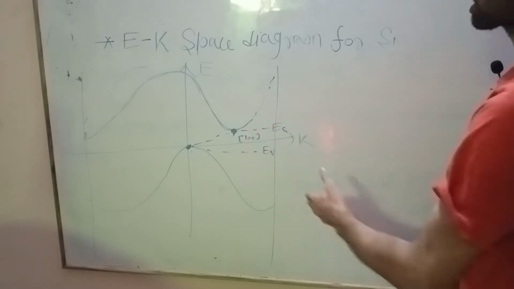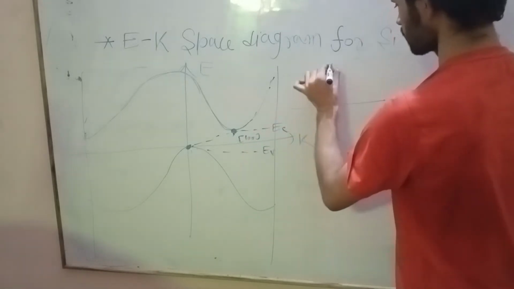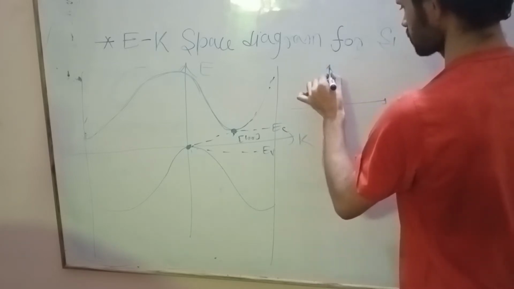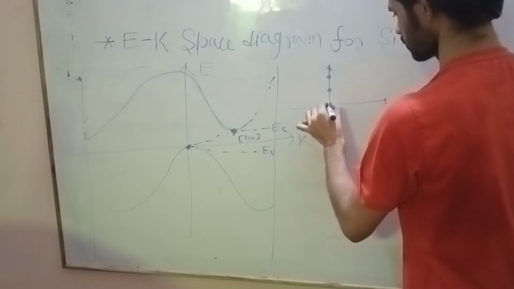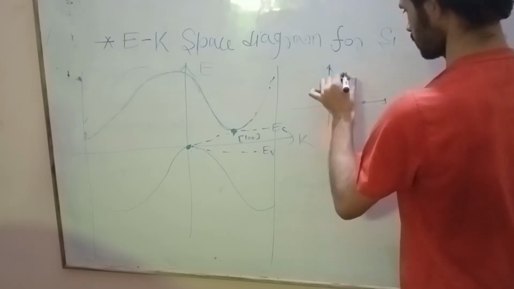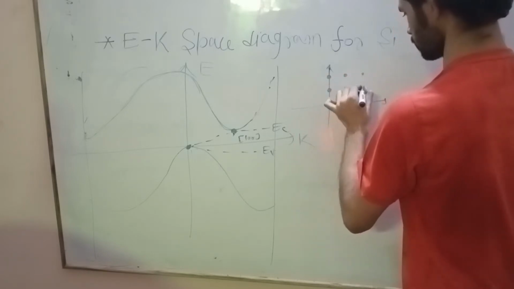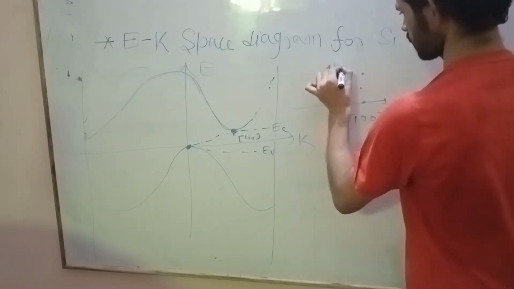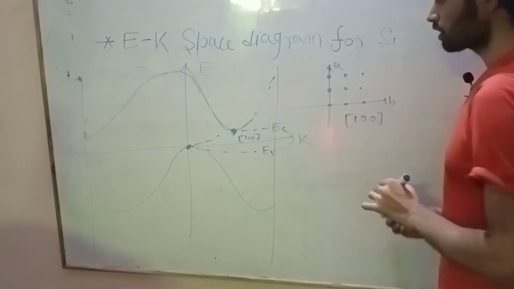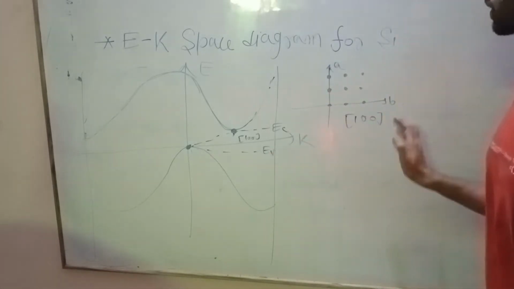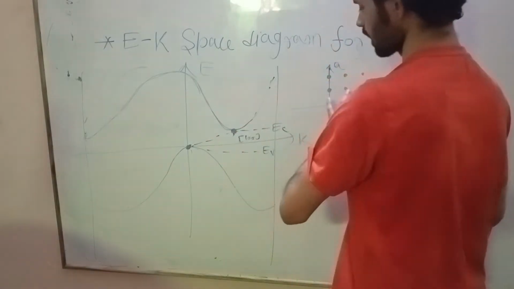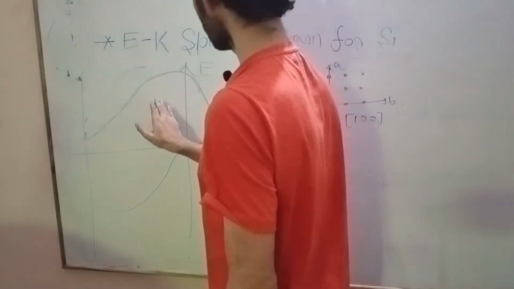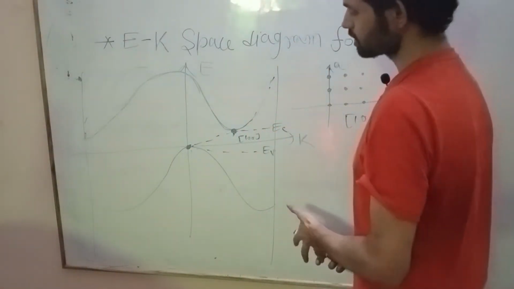100 direction is nothing but it is a face centered cubic structure. Face centered cubic structure in 100 direction. Means this is like this. These are my face centered cubic structure. Okay, so 100. This is in K space direction. So this is the 100 direction. Okay, so it does not occur at K equal to 0. So therefore there is a difference.